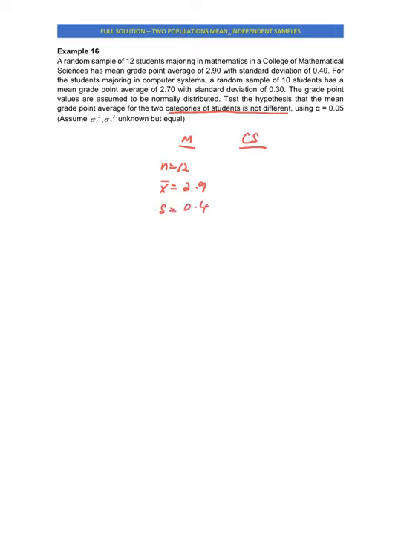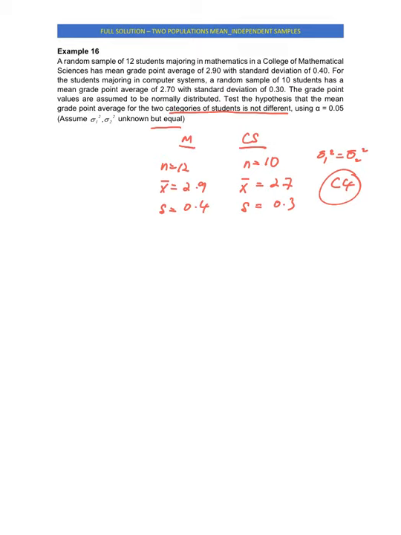For computer science, n equals to 10. X bar equals to 2.7. Sample standard deviation equals to 0.3. Okay. Another information that given here, dia kata assume sigma 1 square, sigma 2 square unknown but equal. So we assume population variance are equal. So kalau equal, apa yang dia adalah kes yang keempat. Okay, you have to find a pooled standard deviation lah.